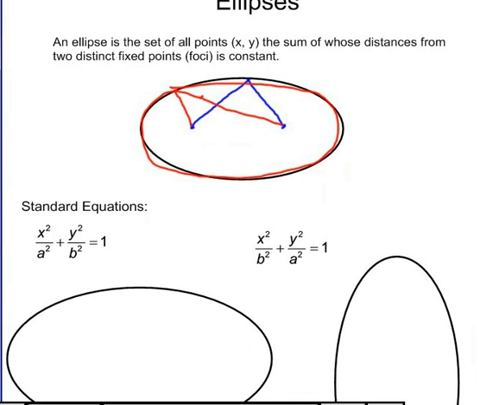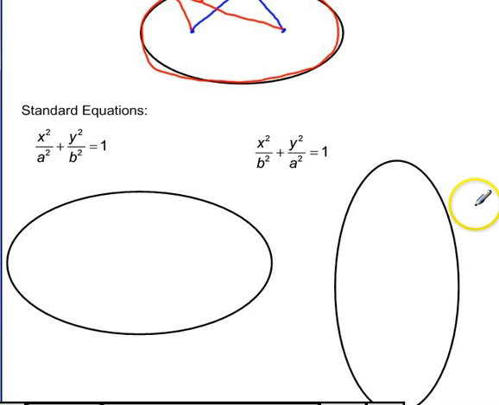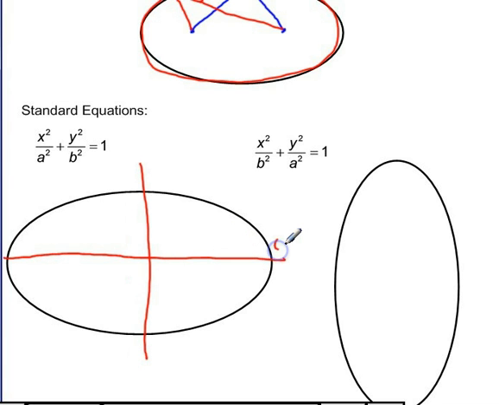Alright, so ellipses have standard forms of equations just like parabolas do. If it's x squared over a squared plus y squared over b squared equals 1, then you have a horizontal major axis where this point is at (a, 0), and this point here, called a vertex, is at (negative a, 0), and the origin is the center of the ellipse.